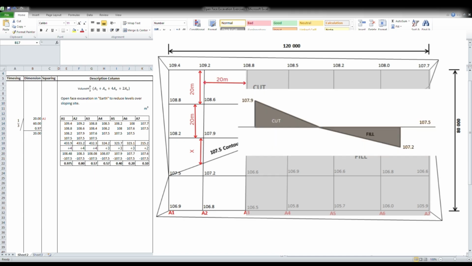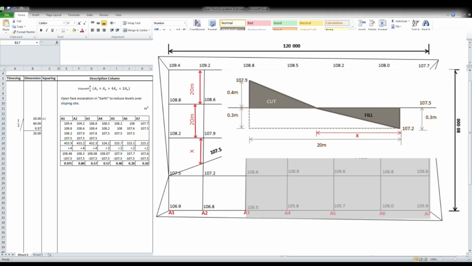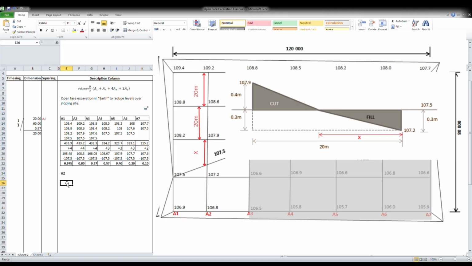Now remember, we are working to a level of 107.5. So for our cut section, we are going to take 107.9 and subtract 107.5, and that gives us a depth of 0.4 meters. So that 0.4 meters is going to be for our cut section. And then for the fill section, we are going to take 107.5 less 107.2, and that gives us 0.3 meters.